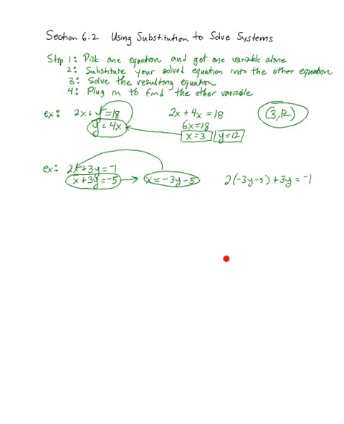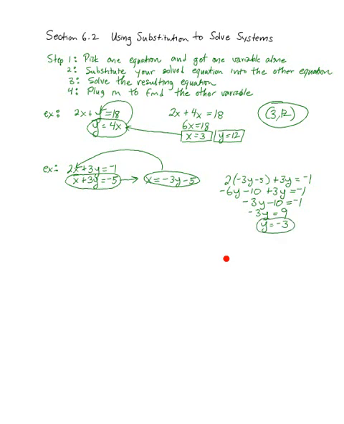And now I need to solve that equation. I use a distributive property. Negative 6y minus 10 plus 3y is minus 1. Combine my like terms. Minus 6y plus 3y is minus 3y. Minus 10 is minus 1. Add 10 to both sides. Minus 3y is minus 1 plus 10 is 9. Divide, y equals negative 3.